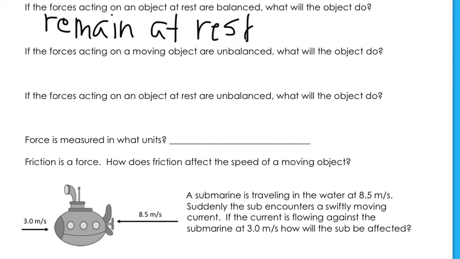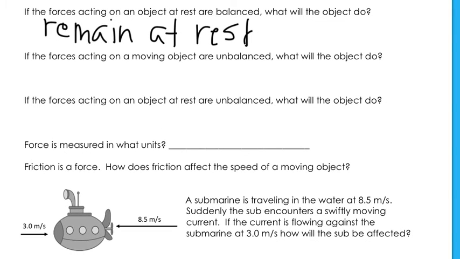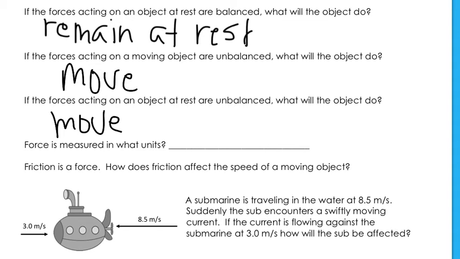If the forces acting on a moving object are unbalanced, what will the object do? The object is going to move. If the forces acting on an object at rest are unbalanced, what will the object do? The object is going to move. The difference here, if the object is already moving, it's going to either speed up or slow down or change direction. So you're going to have a speed or direction change.